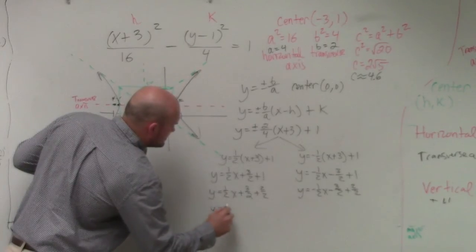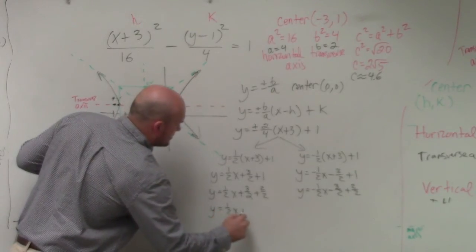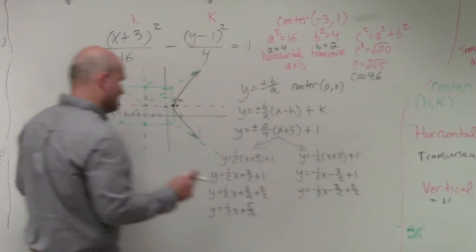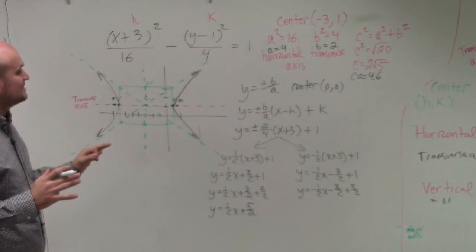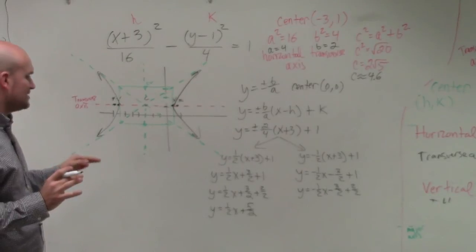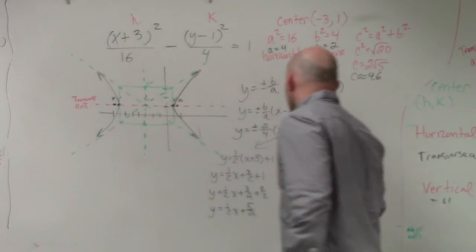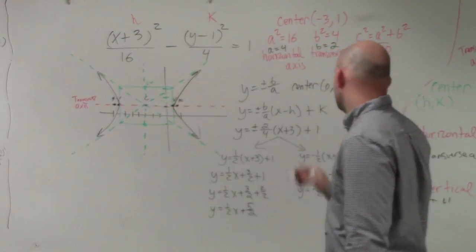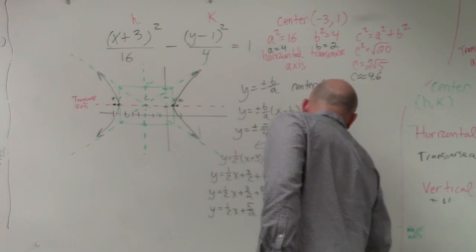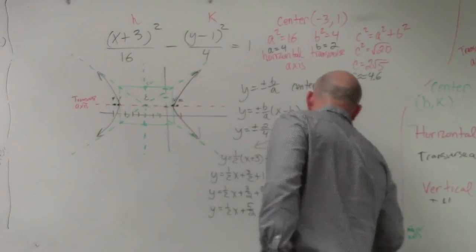So y equals 1/2 x plus 5/2, which is 2.5. No, shoot. What did I do wrong? That is x plus 3. I did this exact same mistake last time. No, that's right. OK, this problem's right. OK. And then this one would be y equals negative 1/2 x, and this would be minus 1/2.